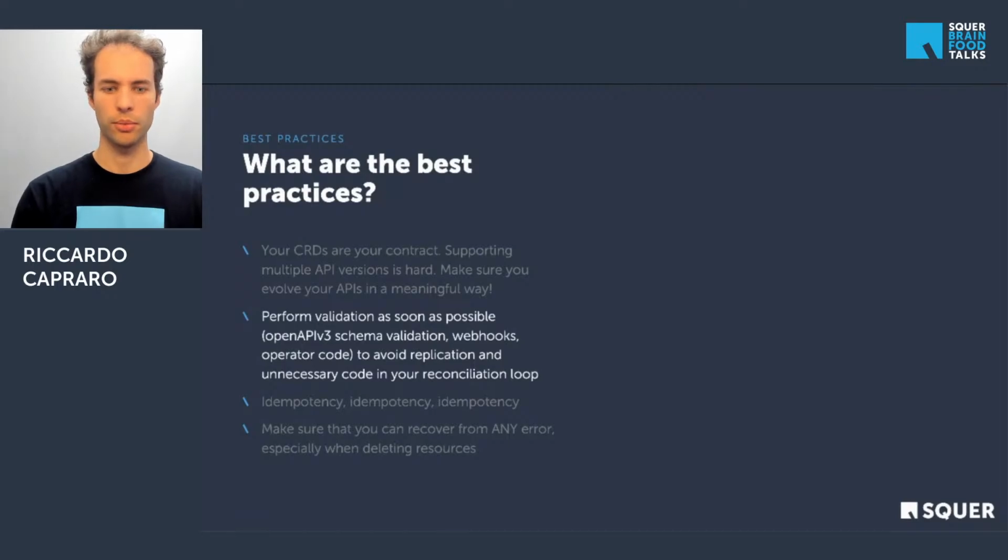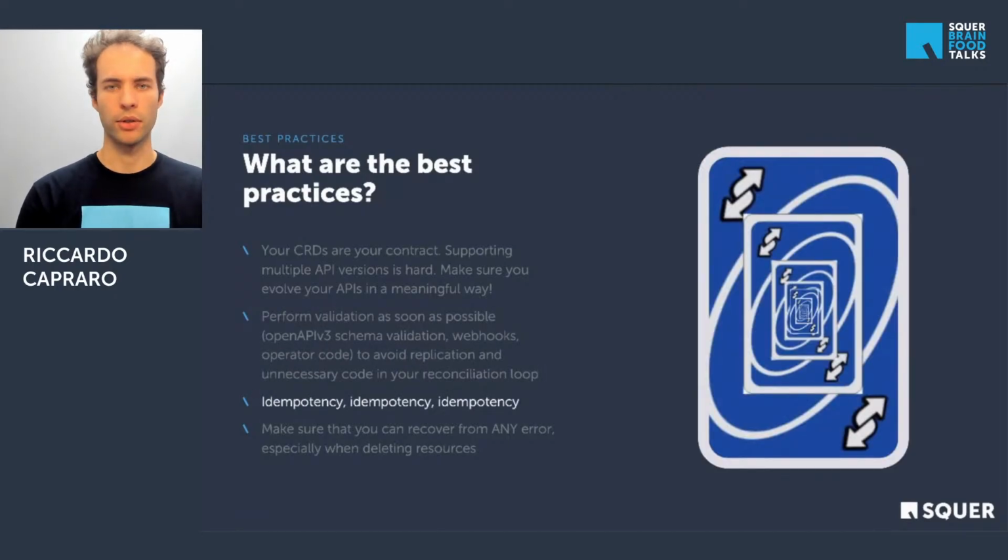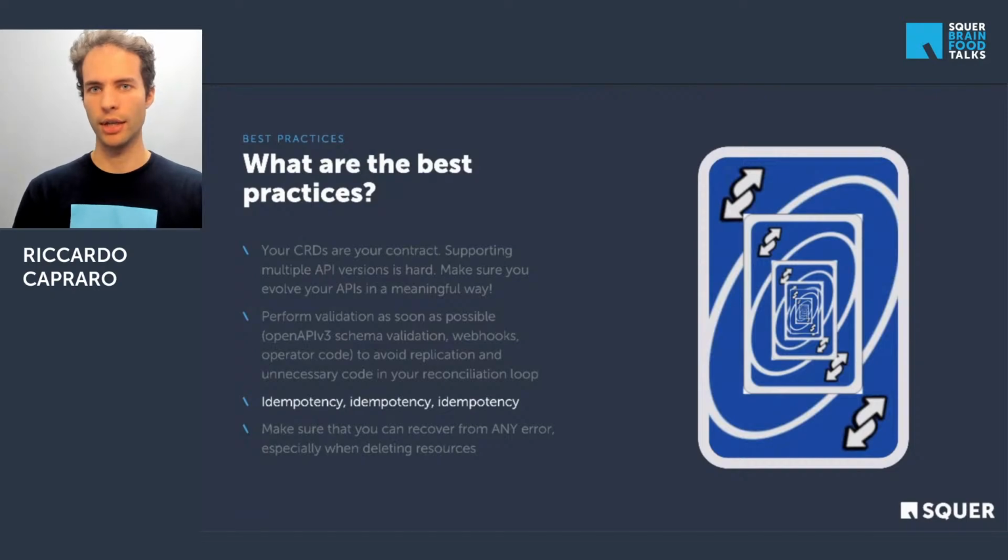Strive for idempotency; it is absolutely important. The reconciliation idea of, okay, I monitor these resources, and when something changes, I take some actions, goes very, very well along with idempotency. Because if you don't have an idempotent function, then if an error occurs, your operator might get stuck or resources might be created multiple times.